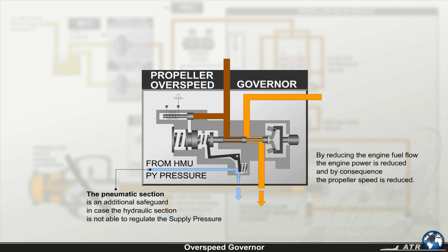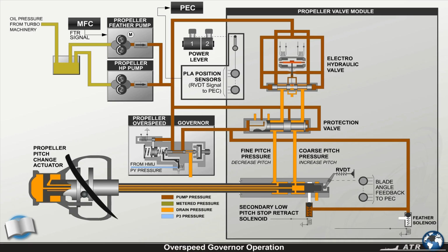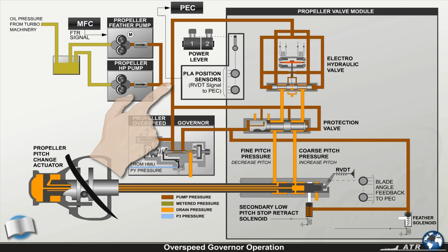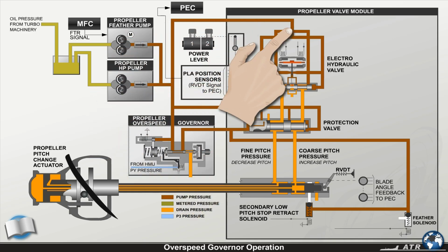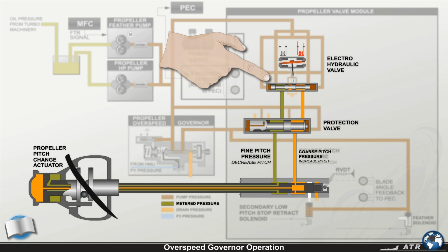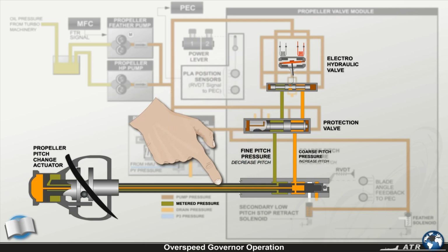is reduced. In normal operation, high-pressure oil pressure from the pump is routed through the overspeed governor to the high-pressure side of the protection valve and applied to the electro-hydraulic valve, EHV. In this position, the protection valve is ready to route the metered pressure, increase or decrease, from the EHV to the pitch change actuator.